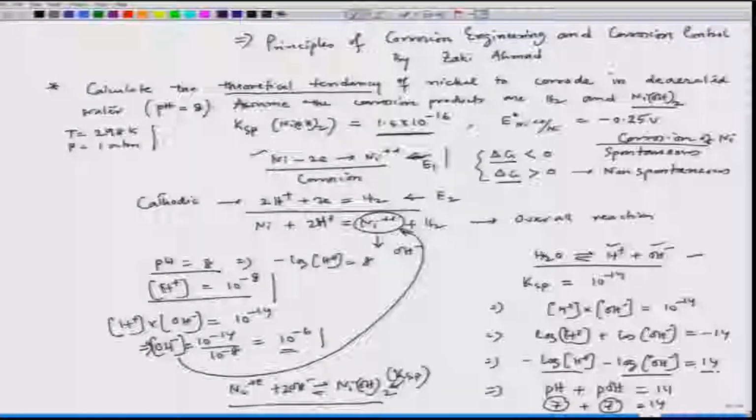We need to calculate the theoretical tendency of nickel to corrode in deaerated water of pH 8, assuming that the corrosion products are H2 and Ni(OH)2, and we have the data: temperature 298 Kelvin and pressure 1 atmosphere, solubility product of nickel hydroxide is 1.6 × 10^-16, and standard reduction potential of nickel is -0.25 volt. And we did these calculations, you can just go back and see these calculations.